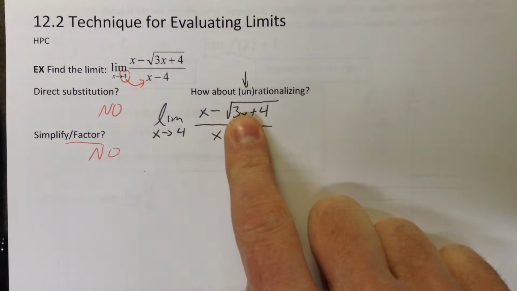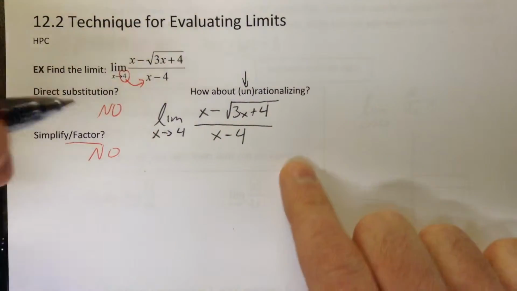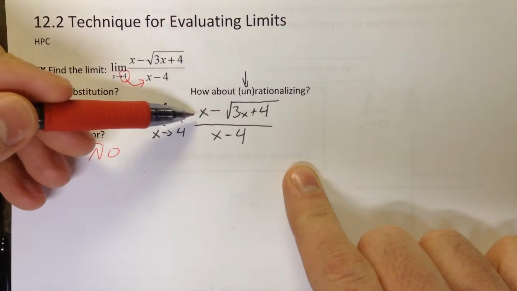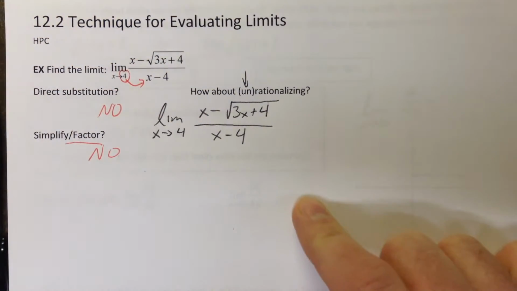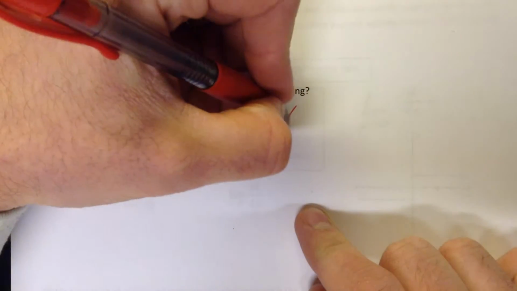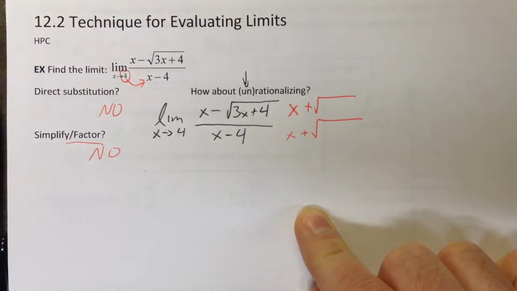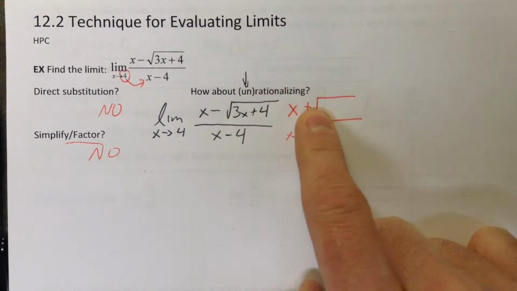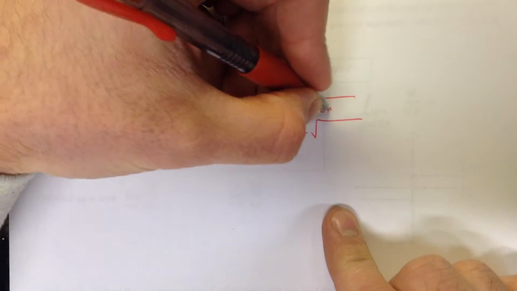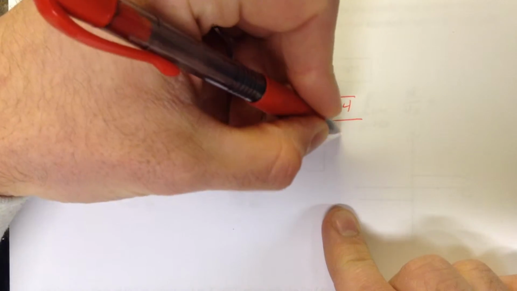So here's our square root right here. It's got an x with it as well. We need to multiply by a special case of 1 that uses that information. But it's going to use the conjugate, aka the opposite version. So it's going to be x plus the square root on top and on bottom. Now that sign right there changed to a plus sign, but the stuff underneath the square root stays the exact same. So it's still going to be 3x plus 4.